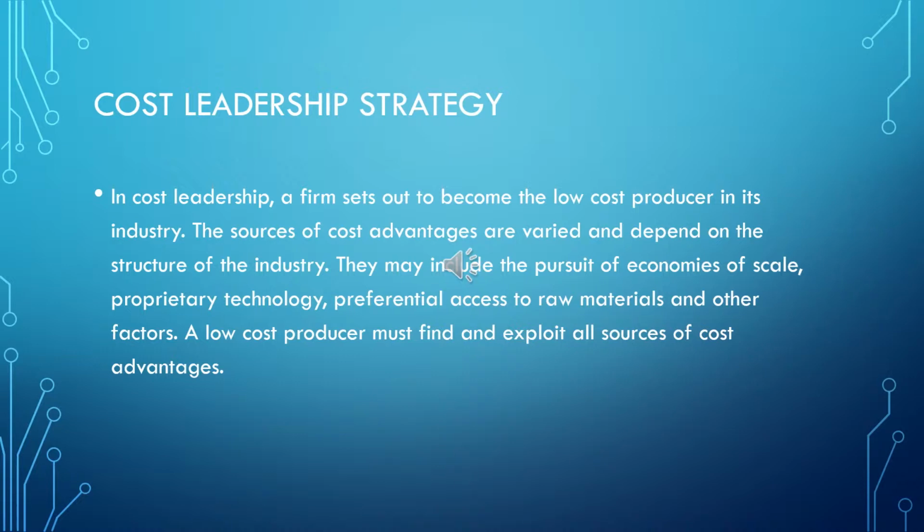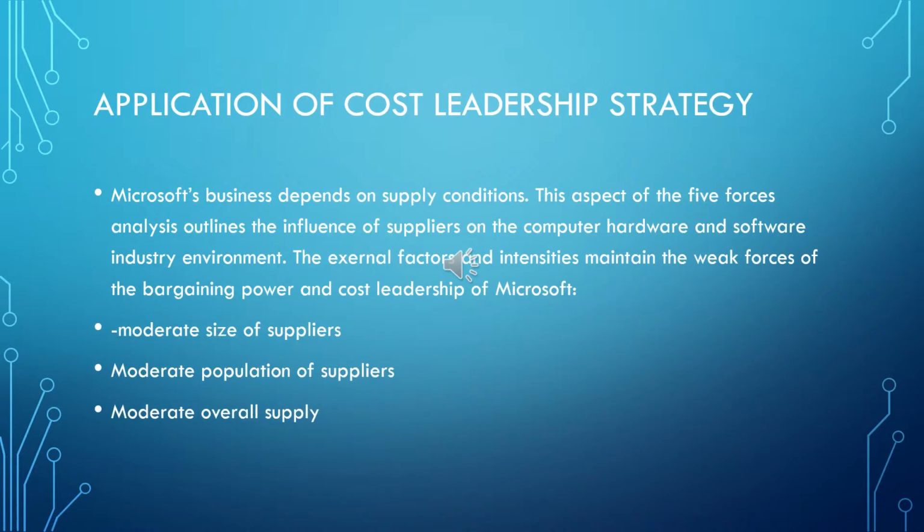In cost leadership, a firm sets out to be a low-cost producer in its industry. The sources of cost advantage are varied and depend on the structures of the industry. They may include the pursuit of economies of scale, proprietary technology, preferential access to raw material, and other factors. A low-cost producer must find and exploit all sources of cost advantage. The goal of cost leadership is to increase profits by reducing costs while charging industry standard prices, or to increase market share by reducing the sales price while retaining the profits.